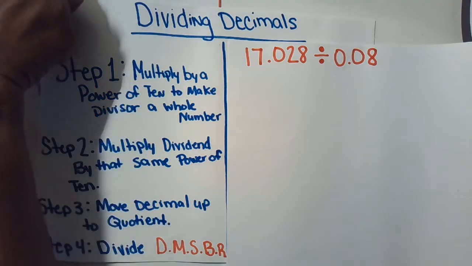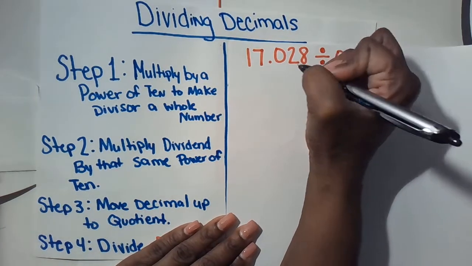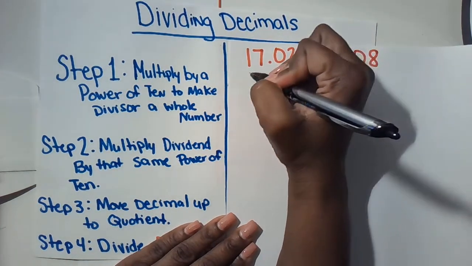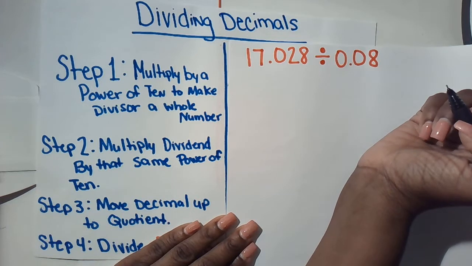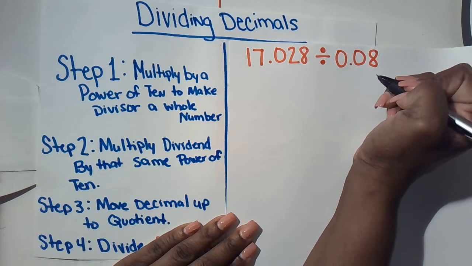Today we're going to be dividing decimals. As you see, we have the steps here, and as I go through the problem, make sure that you look at the steps. Let's review really quickly. Remember that this number that we are dividing up is our dividend, and we're dividing that by our divisor.